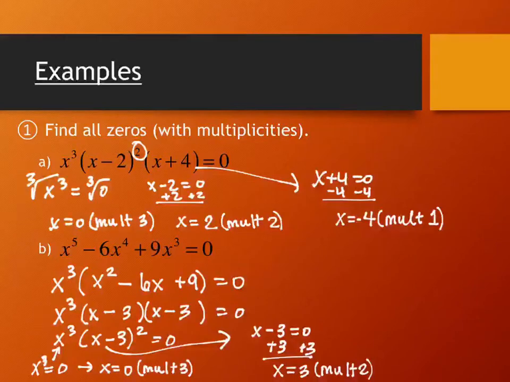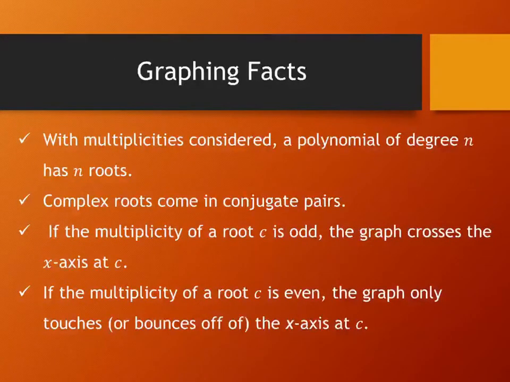All right, some graphing facts. What this slide's all about is what happens on a graph when you have multiplicities. So if it's squared, if it's cubed, if it's a power 4, how does that affect the shape of a graph? Let me read through it with you. I know you're going to write them down, but the graphing facts. The first one says, with multiplicities considered, a polynomial of degree n has n roots. We've already talked about that. I've said it today, and I've said it before today as well. Power 3, 3 roots. Power 7, 7 roots.